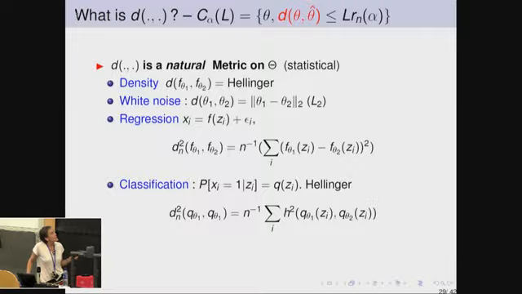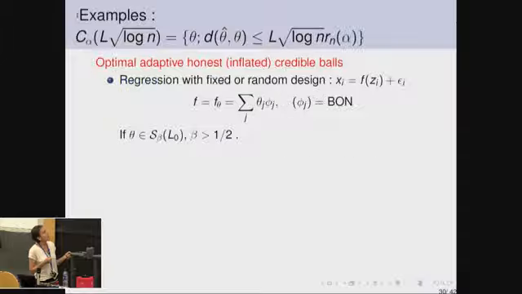If I work with the white noise, I can construct balls that are related to the L2 norm. If I work with a regression, it's essentially the same as the L2 norm. Classification is the average of the Hellinger distances. So these are what I call statistical distances. They are distances for which you can make tests that behave well, and so for which you can actually follow the story of Ghosal, Ghosh, and van der Vaart. If you want to work with other distances, then you have to do a lot more work.